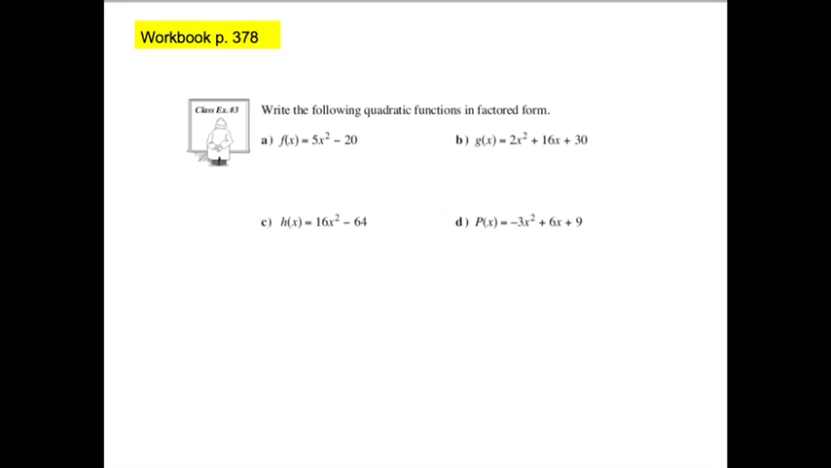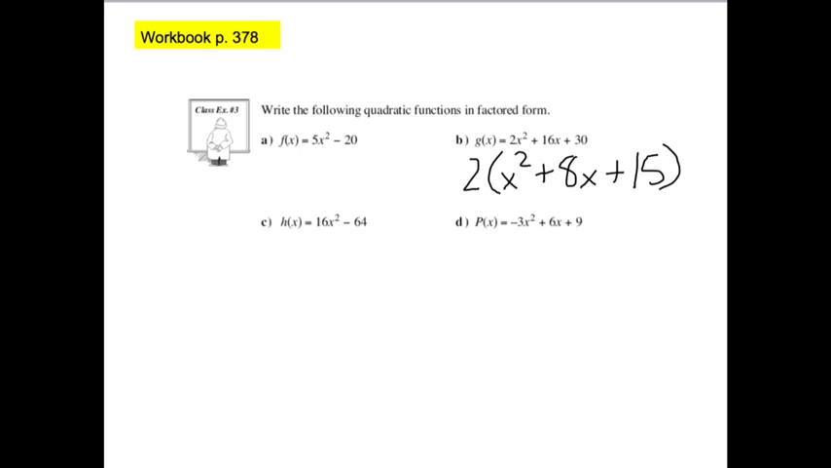So we've got 2x squared plus 16x plus 30. If you notice, all of these are even. That must mean they're all divisible by 2. So when you bring 2 out of the brackets, you're left with x squared plus 8x plus 15.